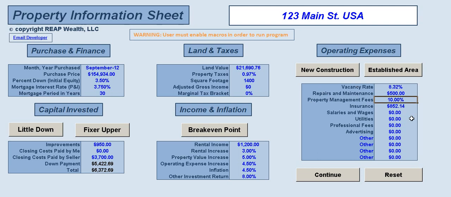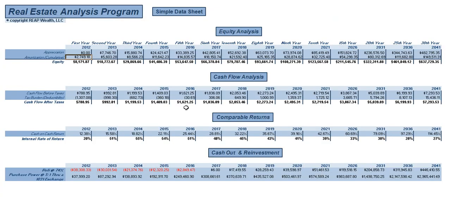Our property management fees are 10%. The area average ranges between 10 and 12%, and nationally that average is between 6 and 12%. You never want to go below 6, and you don't want to pay more than 12. There's just no reason to. Our insurance is $781 for the year, and that's about it. Okay, let's hit the continue button and see how our investment stacks up.